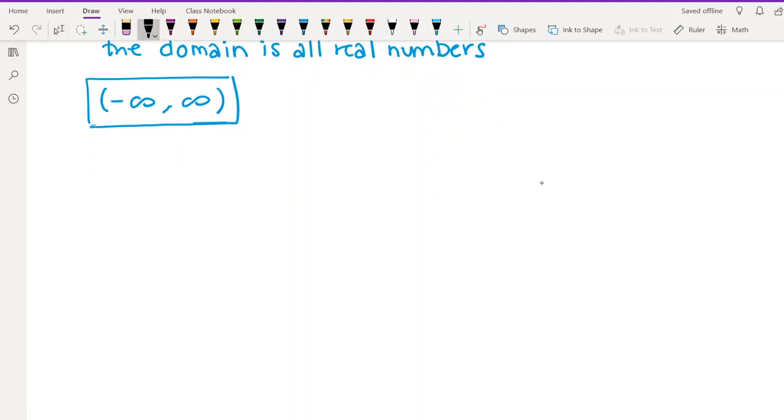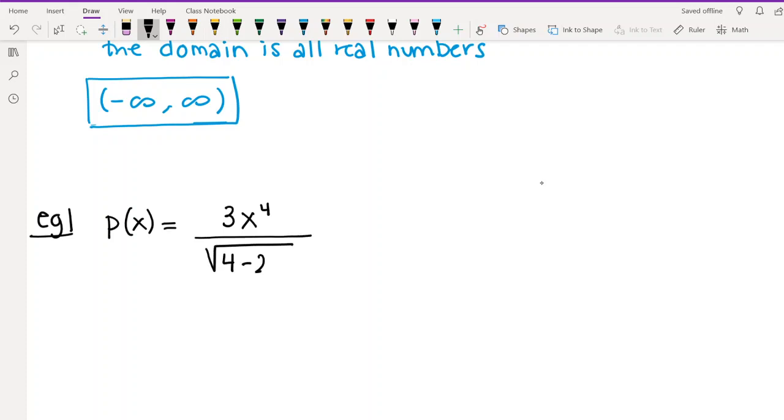Okay, so two more examples, and both of these are going to bring in something a little bit different. So let's call this next one p of x. This time we have the function 3x to the 4th over the square root of 4 minus 2x. So what's different about this one?